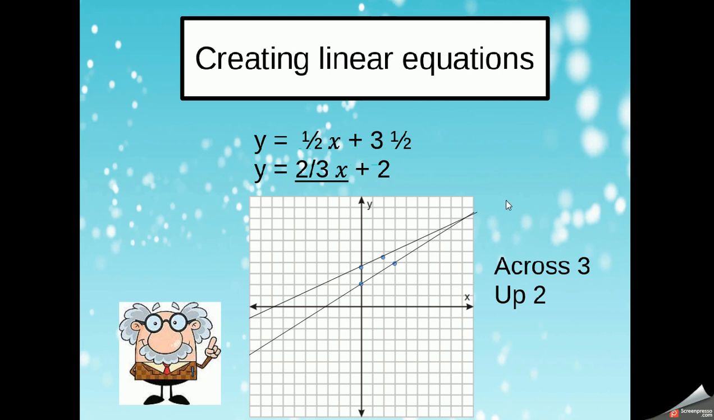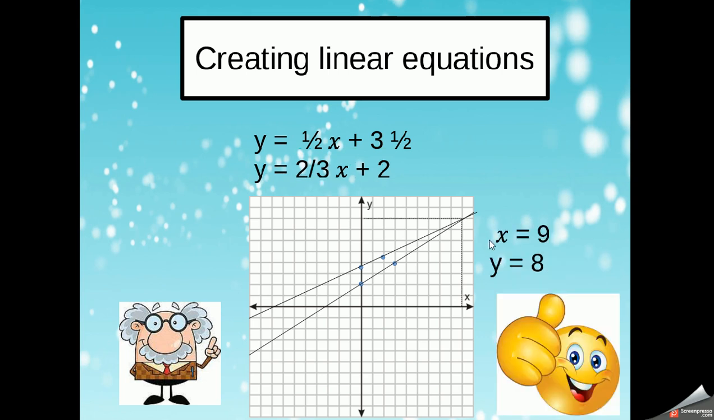I join them up, and now you can see that the lines will actually cross at a certain point. And that is where the first equation is equal to the second equation. In other words, it's when the two y's are the same value, and it will be where the two x's are the same value. So essentially, you've got the solution to the simultaneous equation when you read these off, where x is 9 and y is 8, and we've solved the simultaneous equation by using a graph.